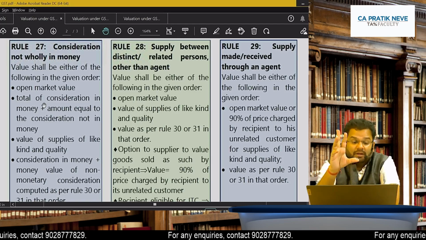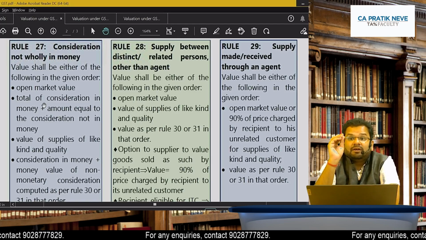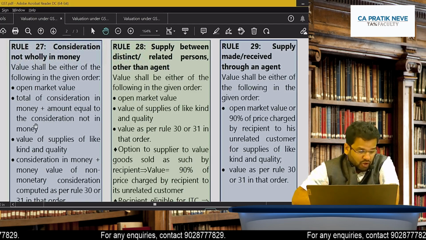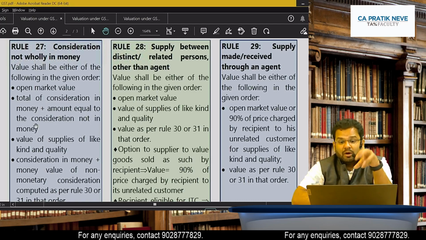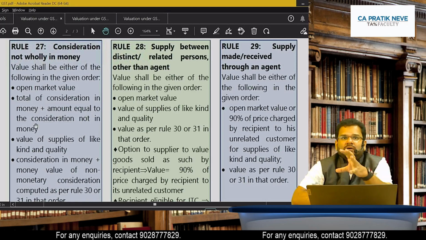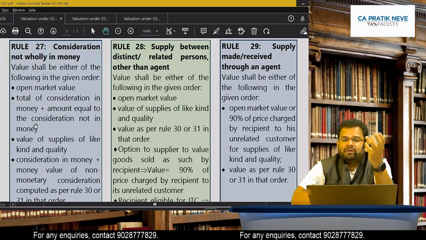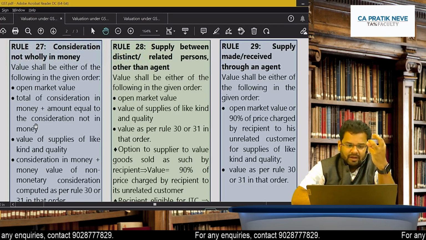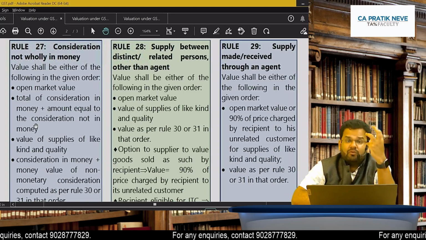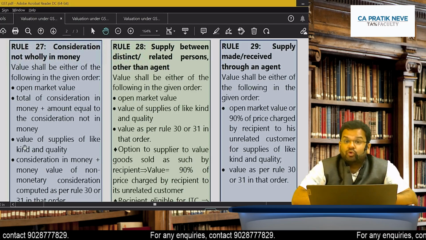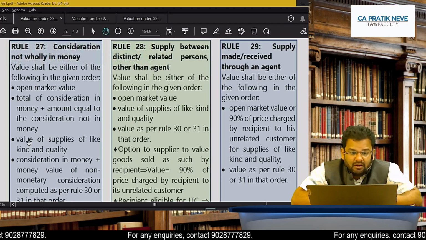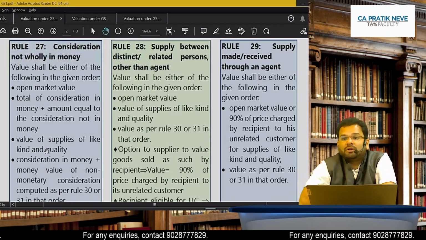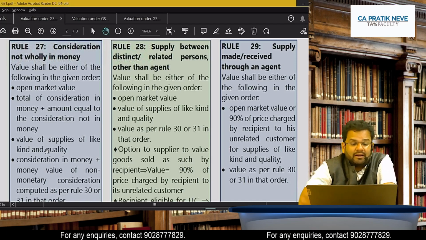Wonderful. If, friends, that amount equal to the consideration not in money, means how to value that old sofa is not possible, is not available. That answer you are not getting. How to value old sofa? Then what will be done? Then you'll go to clause C and check value of supplies of like, kind and quality. Means what? Like, kind and quality means what?